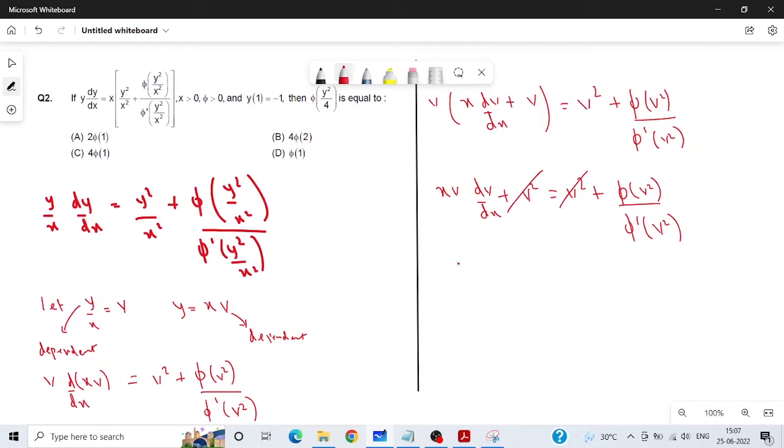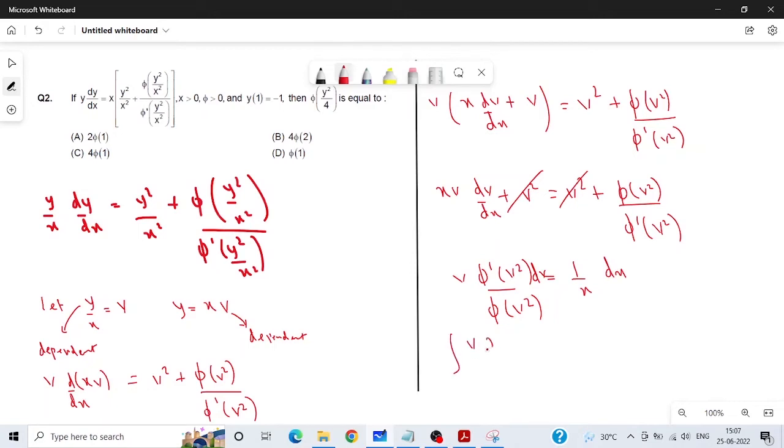This v² will get cancelled. Now we can collect v on one side and x on another side. So we get v φ'(v²)/φ(v²) = 1/x. Now it's a dv by dx, so we keep a dv here and let's take dx inside. Now we can do the integration on both sides.